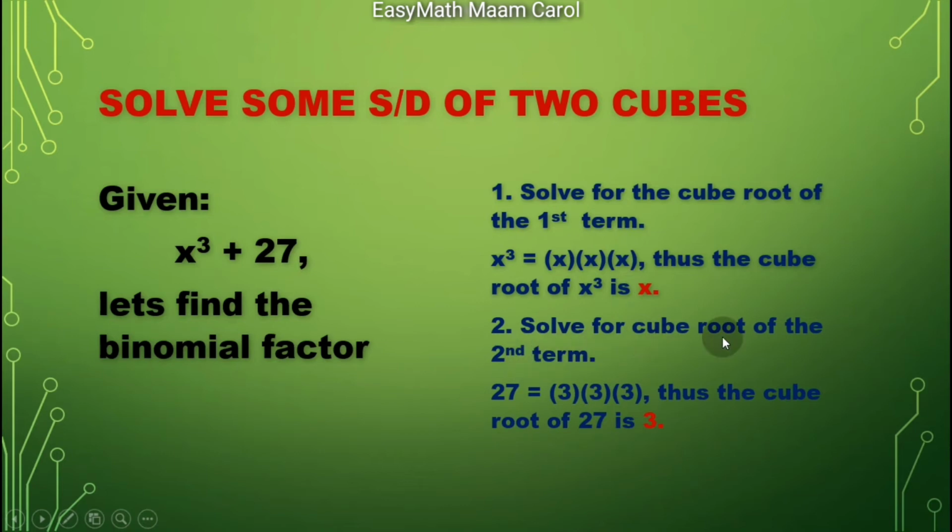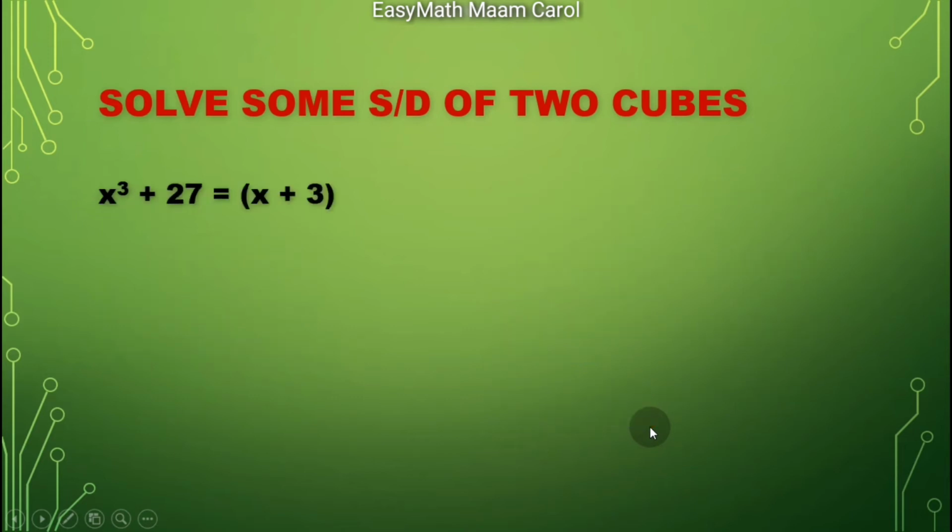Next, solve for the cube root of the second term, which is 27. Isipin mo kung ano yung number na kapag minultiply mo sa sarili niya 3 times, ang lalabas ay 27. And that would be 3. So, pakita natin, 27 is equal to 3 times 3 times 3. Thus, the cube root of 27 is 3. So, meron tayong x, meron tayong 3. Yun yung ating magiging binomial factor. So, dito, nailagay na natin yung binomial factor natin.